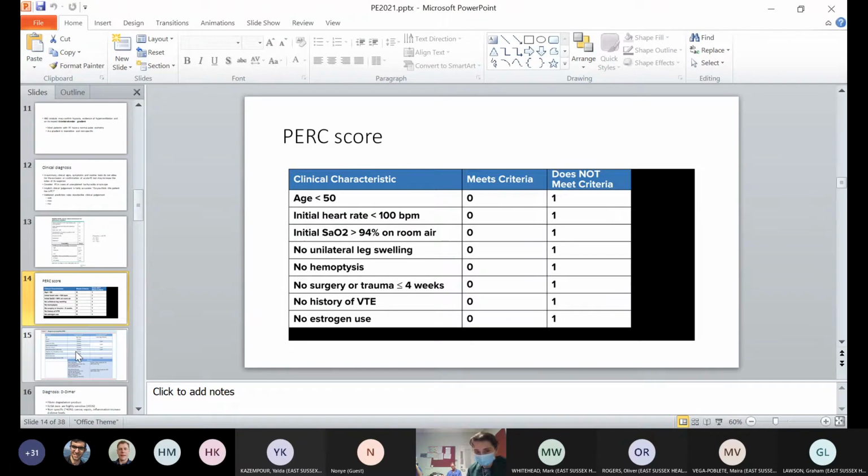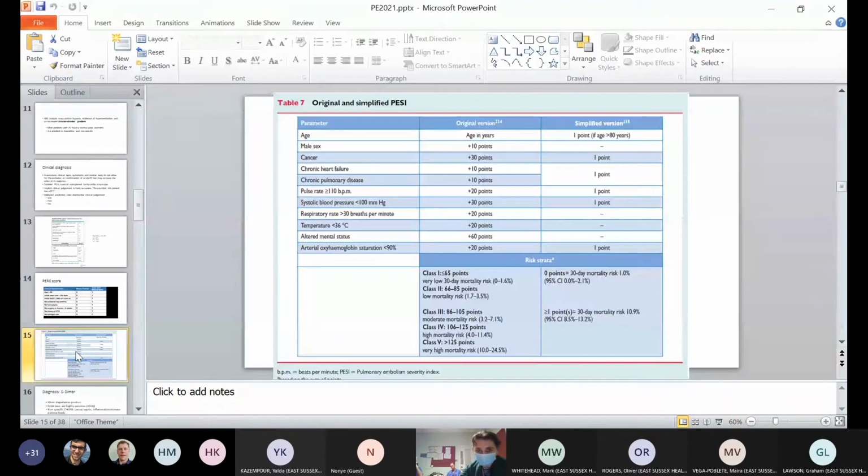All right, that's what we're using the PERC score for. And the next one is the PESI score. The PESI score you use for people you think should be ambulatory. Even if you suspect PE and you want to do ambulatory care, or you want to discharge people home with PE, you use this PESI score to say this person's PESI score is 1 or 2, and this is a safe, low mortality risk.